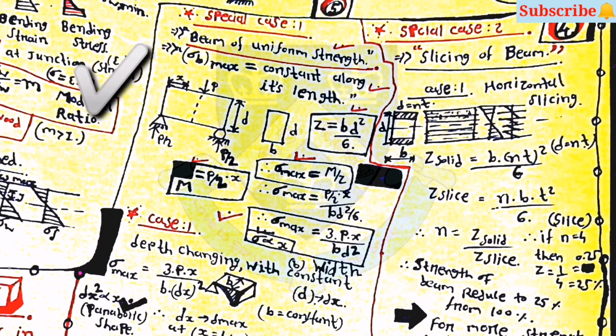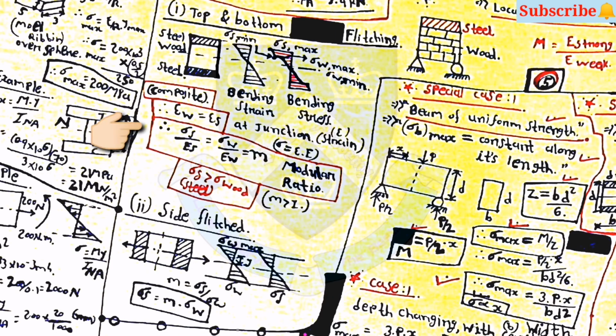Then there are two special cases which we have discussed earlier. For the top and bottom flitching, the modular ratio will be sigma s upon E s and sigma w by E w. Here S is for the steel and W for the wood. Similarly, for the side flitch, sigma S is equal to m into sigma W.